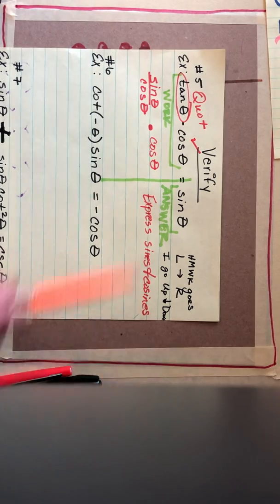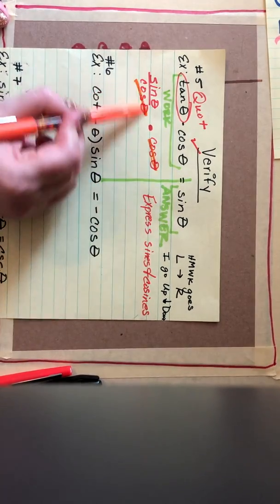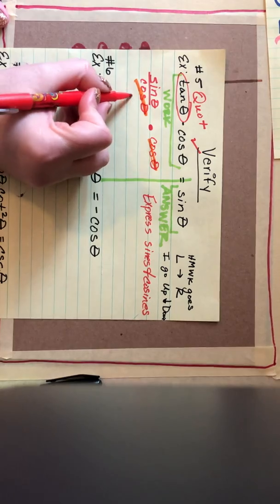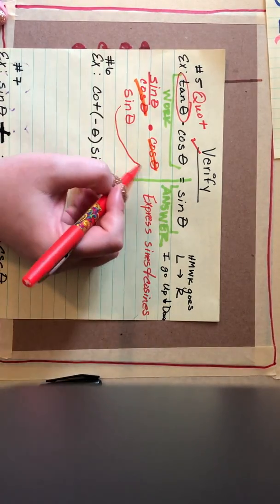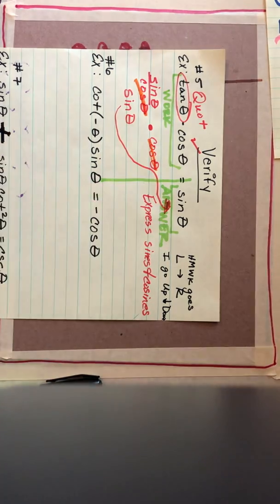The cosines cancel. And we just get sine. And look at that, that's what our answer was supposed to be. Oh, we just did this right.